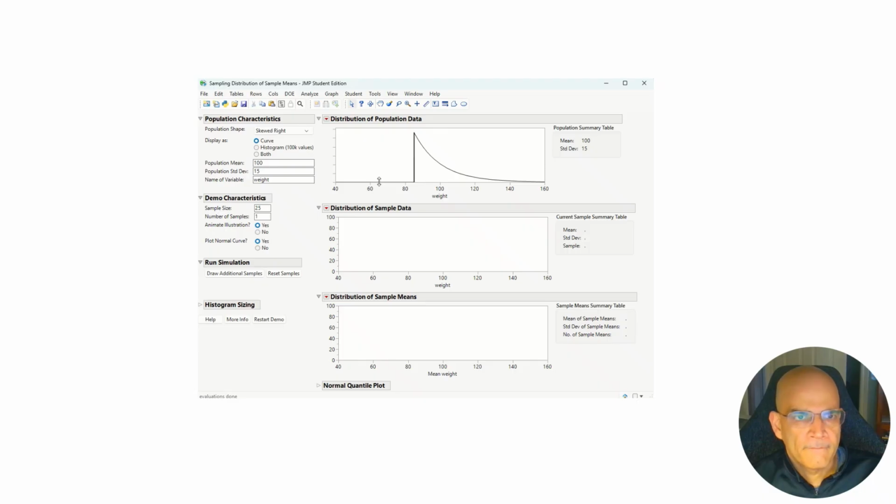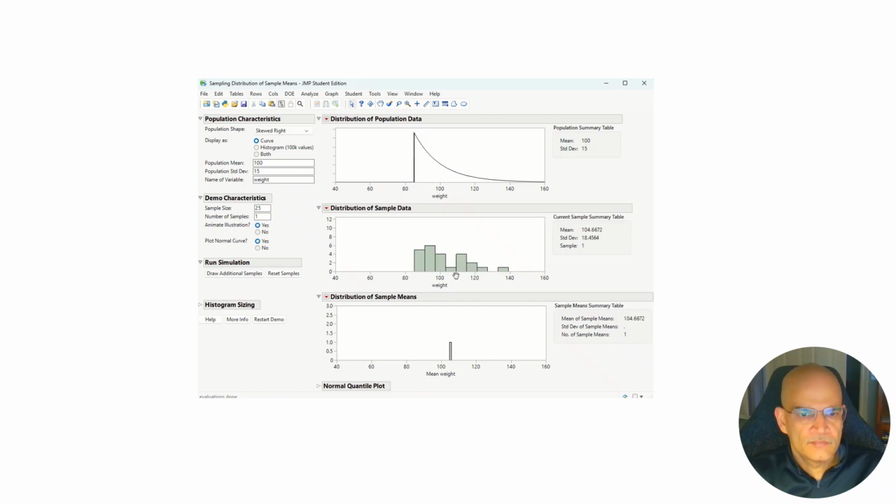Now we want to take samples out of it. So we are taking samples of 25 random people, and we take one sample, and see what happens. This is the sample and this is just the distribution. So some people, 5 of them, are in this weight range, and this is the histogram of the weight distribution for that sample, and this is the sample mean. So the mean is 104 from this sample, and standard deviation is 18, and there is one sample. Right now the mean of sample means is also 104 because we have just one sample.